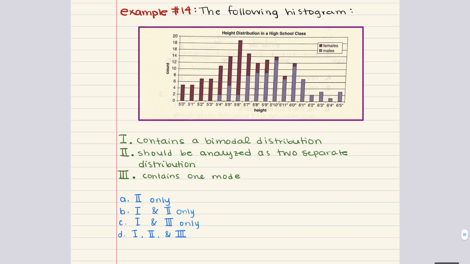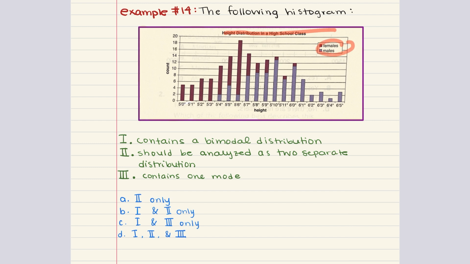Problem 14 says the following histogram blank. Statement 1 says contains a bimodal distribution. Statement 2 says should be analyzed as two separate distributions. And 3 says contains one mode. This histogram displays the height distribution in a high school class, and it's separated by gender.